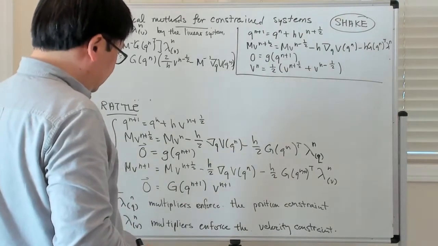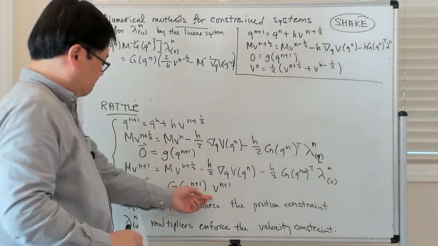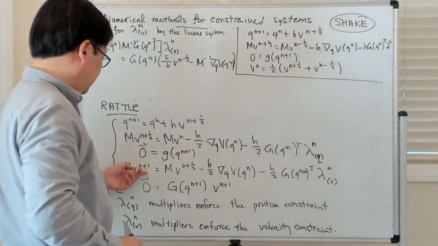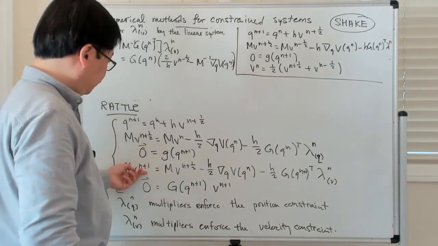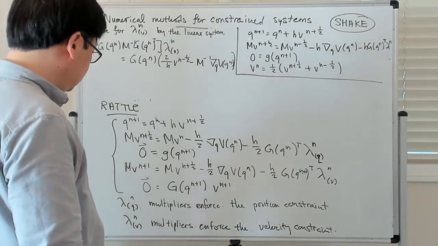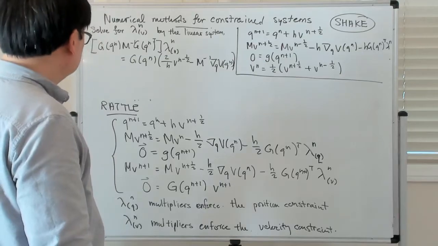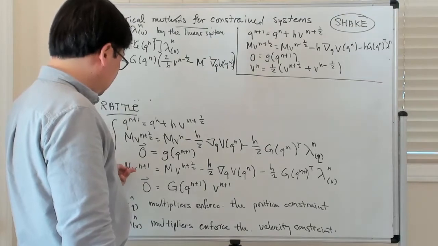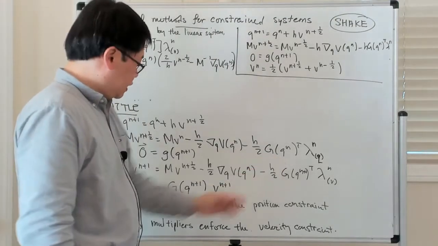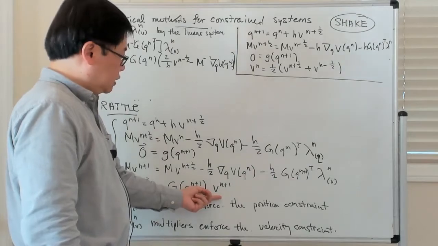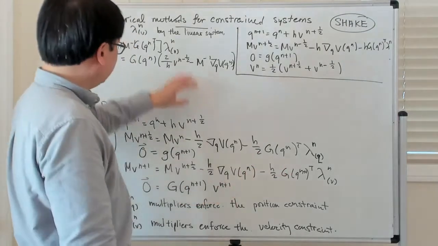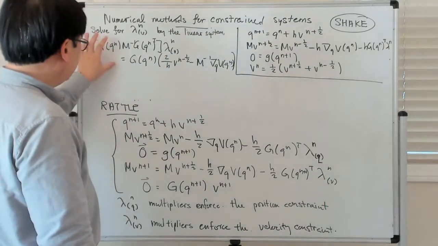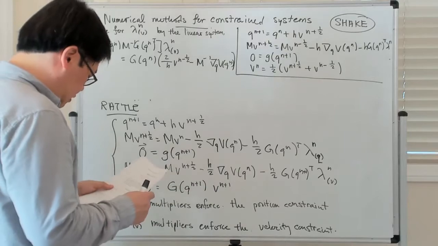So in essence, what you're doing here is that you're using this condition. Well, what you're really doing is writing Vn plus half as M inverse of the right-hand side, substituting into this condition, and then getting a linear equation which involves lambda sub v. Then you have to solve for that, and that's what you get here.